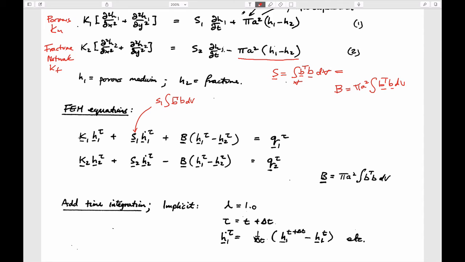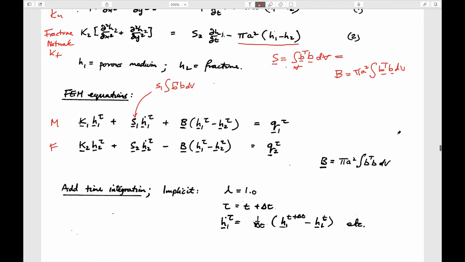And so this is a matrix that operates on the heads here, and they're just subtracted from each other. This is the finite element representation of nodal fluxes. We can write it for the matrix. We can write it for the fractures. And we can note that it's true at any particular time we write it, which is what tau is. And I guess this is right. I guess I didn't really need to write that out because it's written right here.